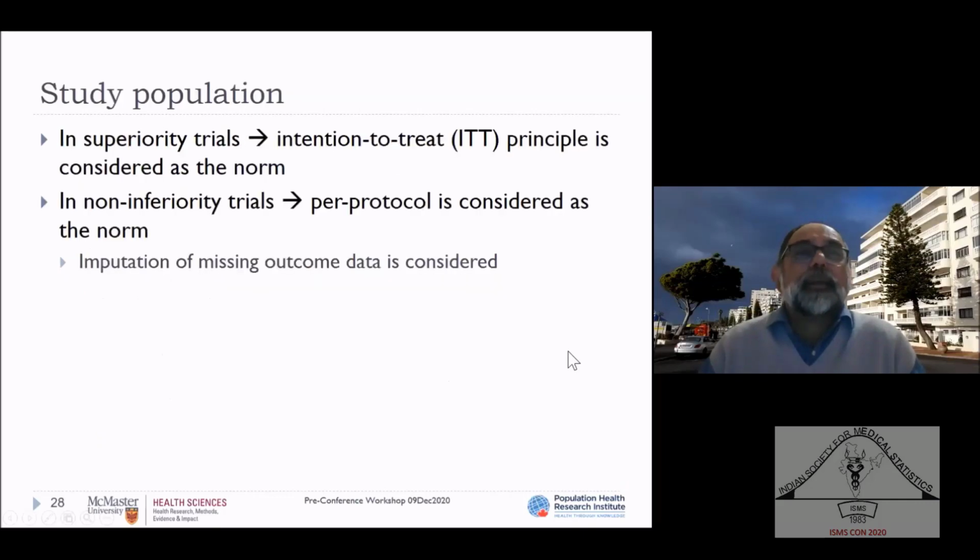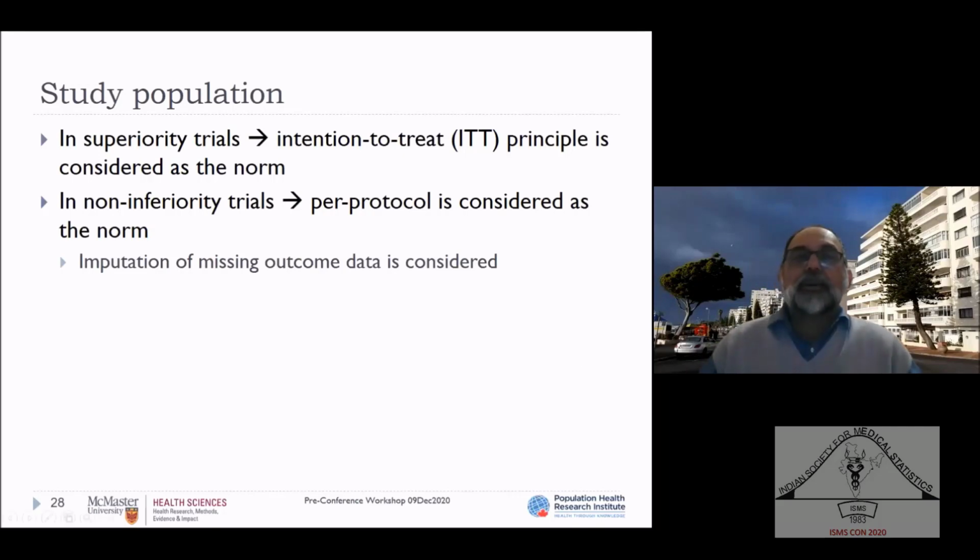2 years ago. Now, when we're doing the analysis of the study population at the end of this trial, not at the interim, the standard in superiority trials is intention to treat, because that is the most conservative way to go. So whatever you were randomized to, no matter how you did, that's fine. In non-inferiority trials, what is considered the norm is not the intention to treat, it's the per protocol analysis. And you may have to actually do imputation of missing outcome data.